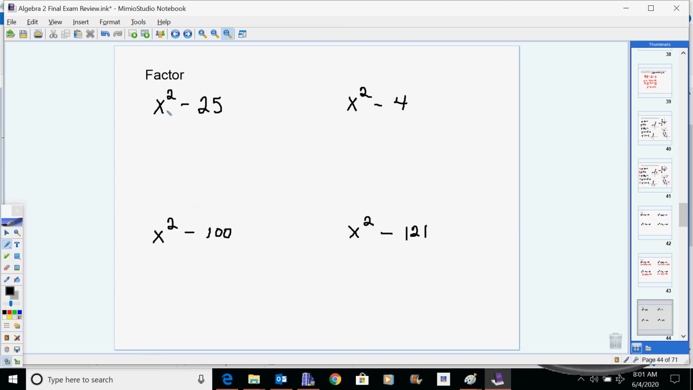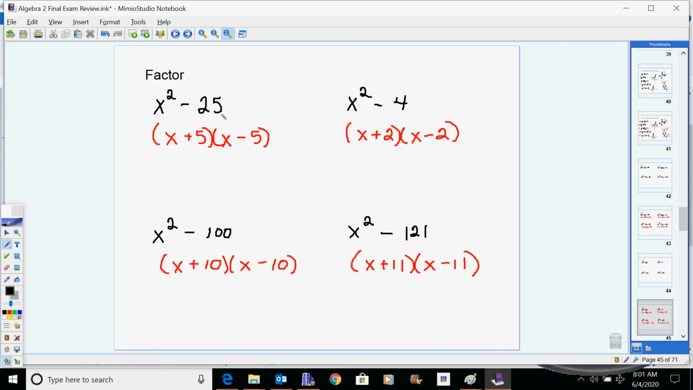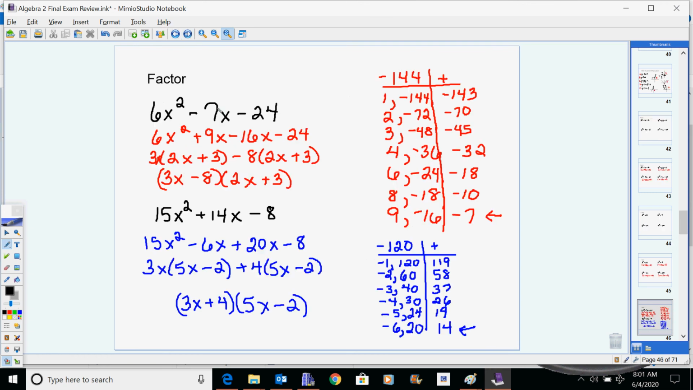All right, so x squared minus 25, difference of two squares. Okay, difference of two squares. So 5 and negative 5, 2 and negative 2, 10 and negative 10. Notice they're always equal and opposite, and when you multiply them together, you get that number. If you were to multiply this back out, negative 5x and positive 5x would cancel out. That's why difference of two squares works.